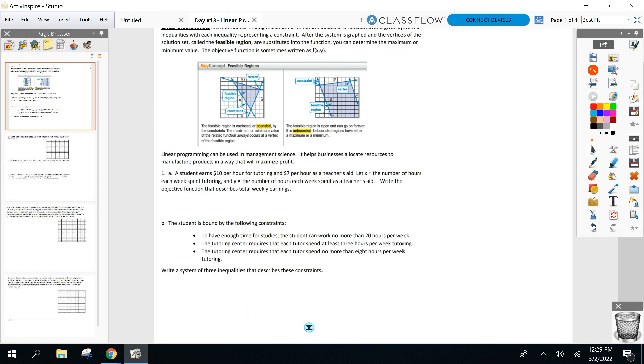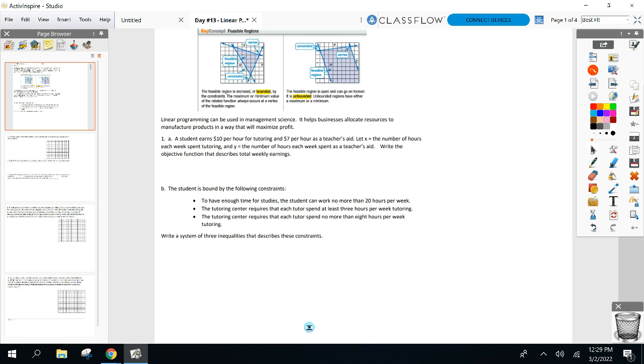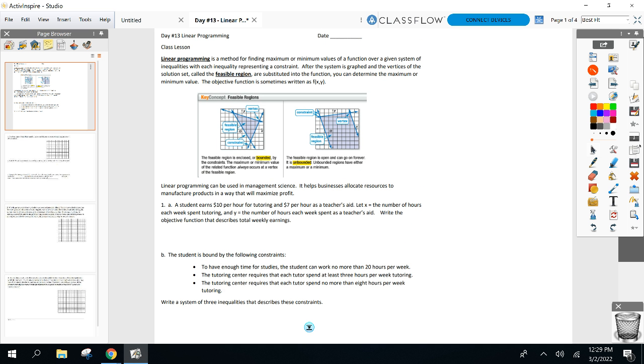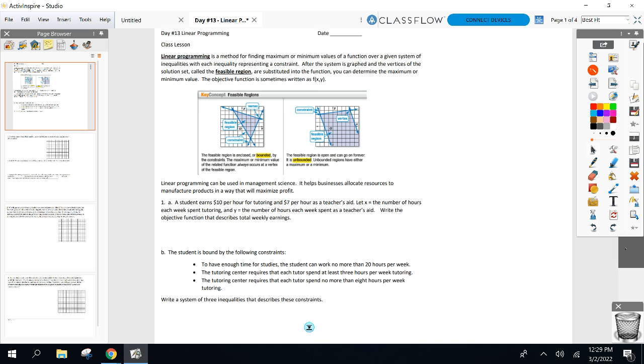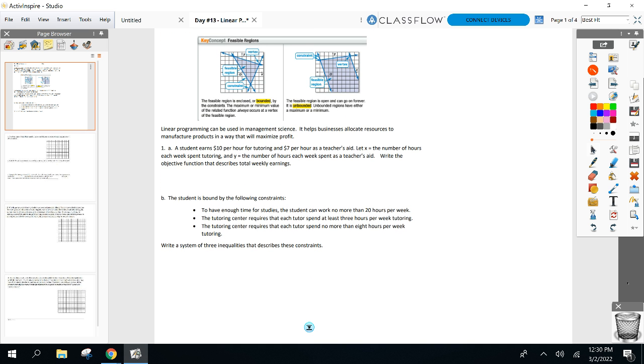Alrighty. So we got this student here. The first question. By the way, if you want to impress your friends at dinner tonight, we're doing what's called linear programming. And this is actually what businesses do.